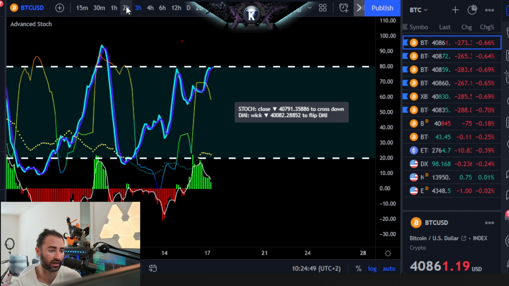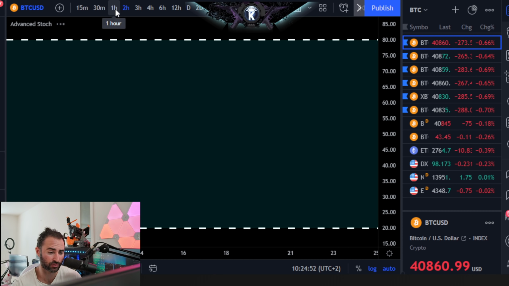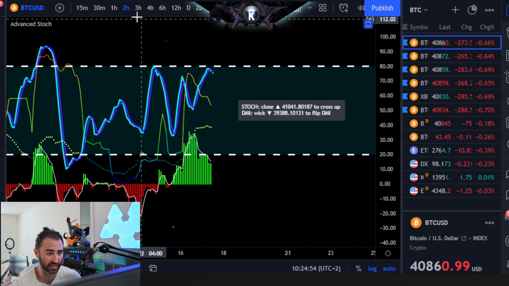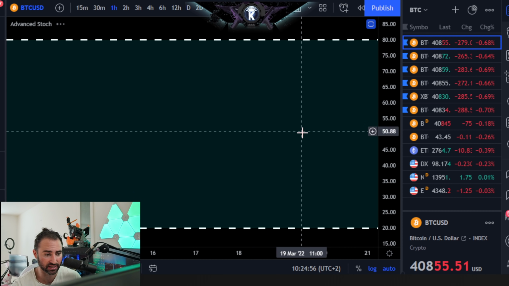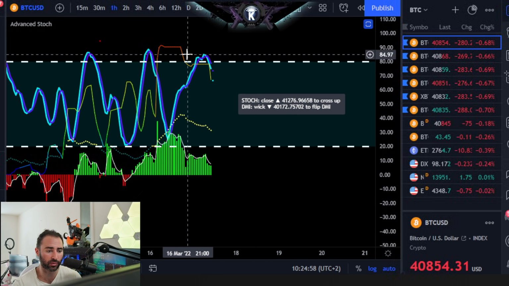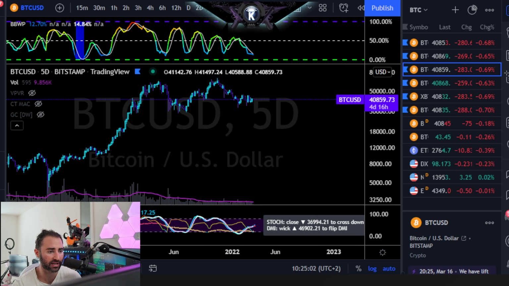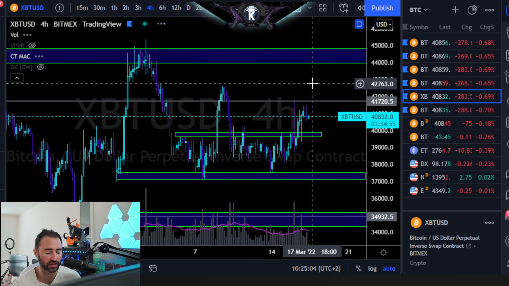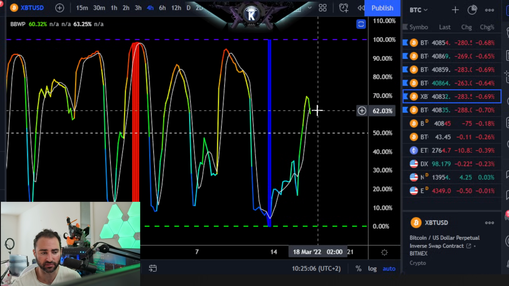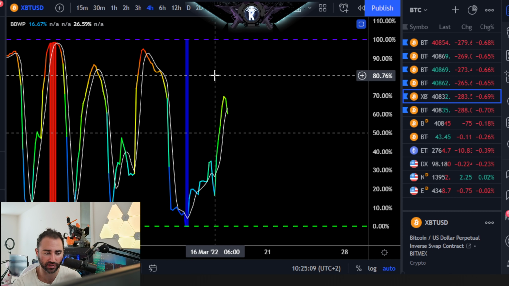The 3-hour is at 40,800, so right where we're at currently. And the bi-hourly is going to be freshly down below 41, and the hourly is going to be down as well below about 41,300. Keep in mind though, all of these signals on the lower time frames, let me just pull back onto this one, are coming within the context of declining BBWP. So we're looking for a contraction phase.